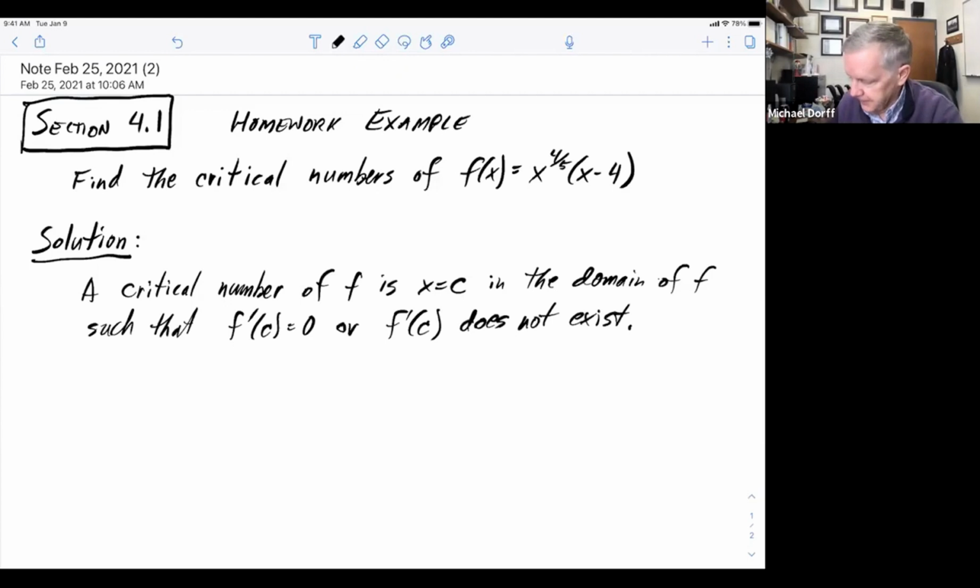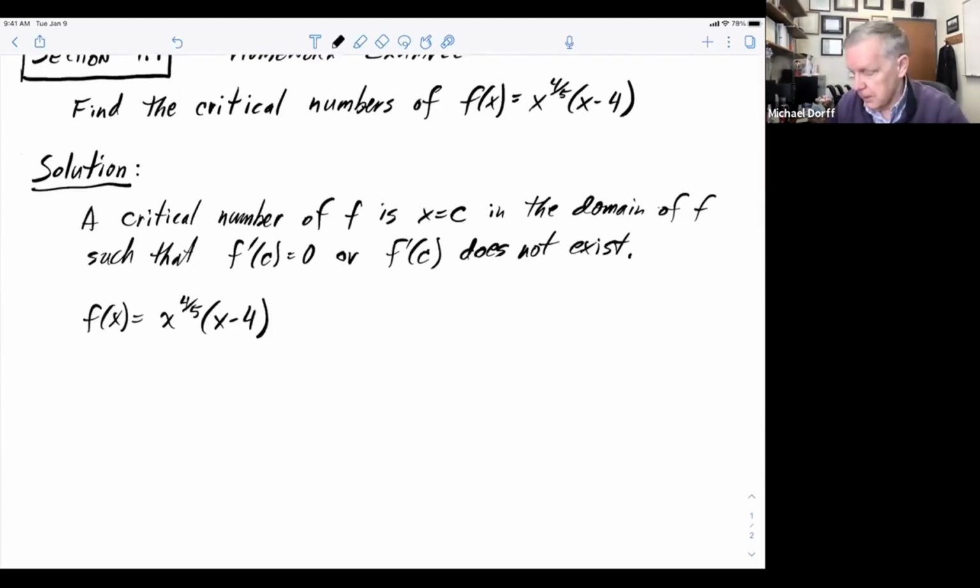So let's look at our function here. We're given f of x equals x to the 4/5 times parentheses x minus 4. So I need to find the derivative here, all right? So what is the derivative? How can I do the derivative? Well, there's two ways to do this. So first we're going to find the derivative.